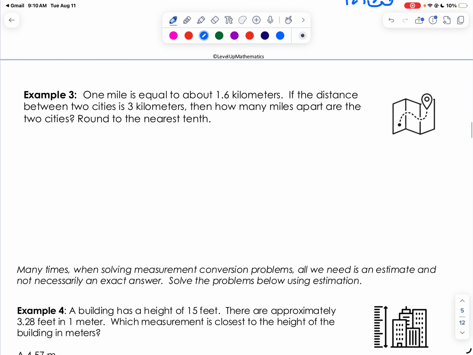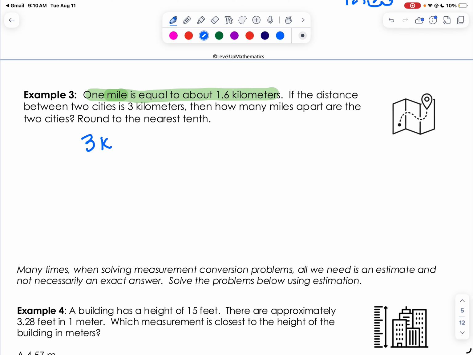Example 3. 1 mile is equal to 1.6 kilometers. If the distance between 2 cities is 3 kilometers, how many miles apart are the 2 cities? Pause the video and try this problem on your own. When you're ready to check your answer, press play. All right, welcome back. Let's see how you did.